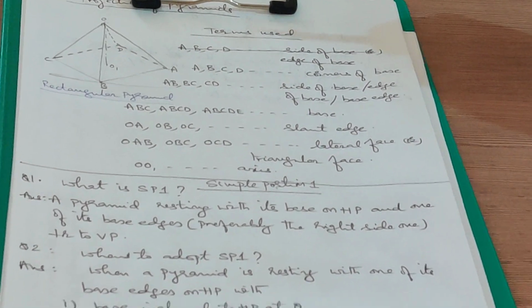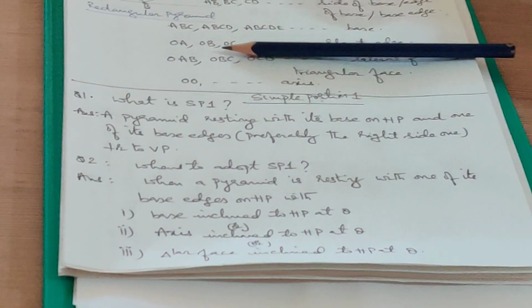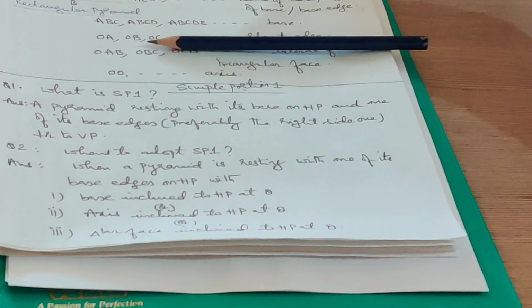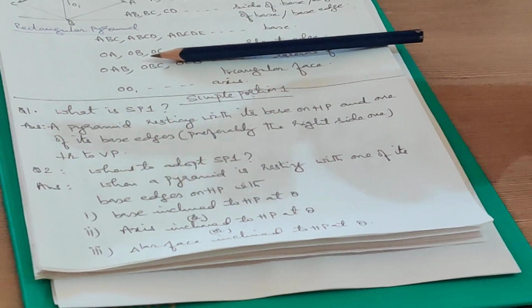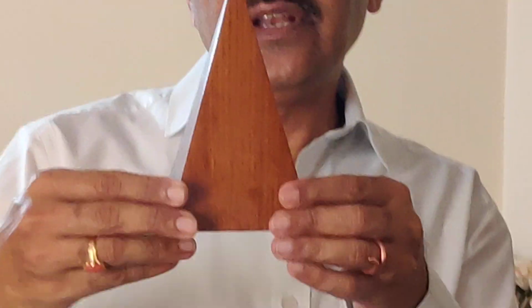Okay, let me explain what simple position 1 is with the help of the model. Then I will come back here and answer all those four questions. Once again I will take this model. This is the model that I have chosen to explain simple position 1. It is similar to what you had in prisms.